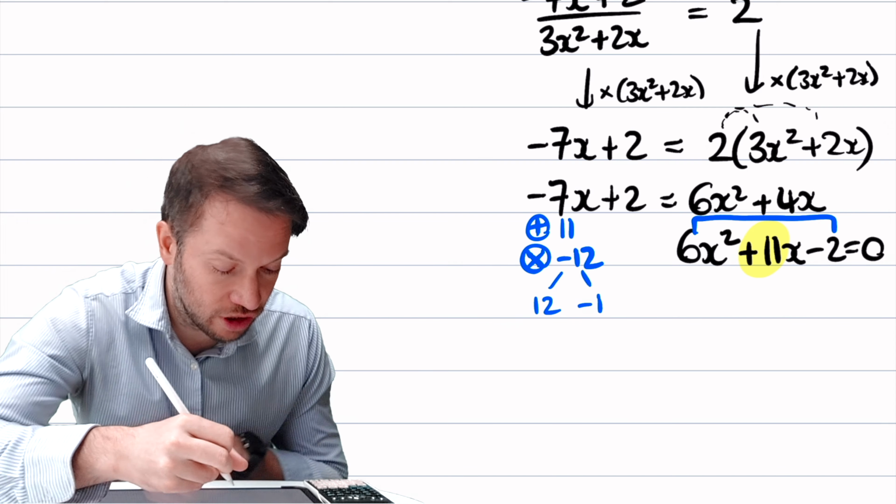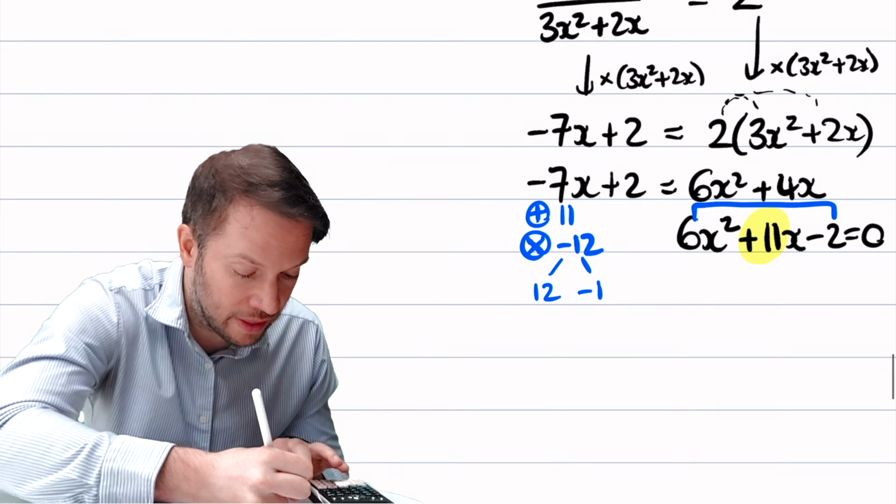So what you then do is you split that middle term into the plus 12x and the minus 1x like that. And let's just copy the rest, so 6x squared minus 2. We do explore this in other videos in case it seems a bit quick. And then remember, we factorise each half. So we factorise the first half and the second half.